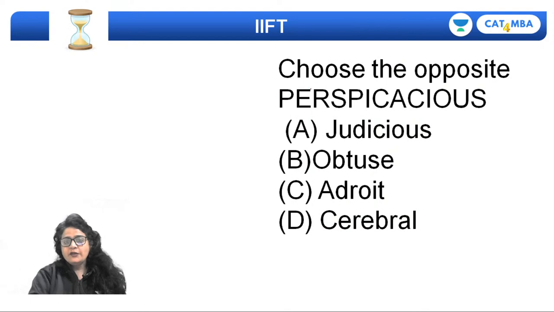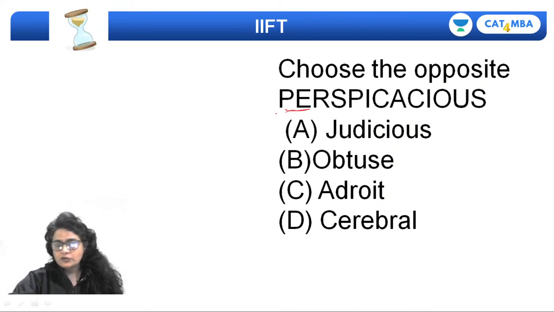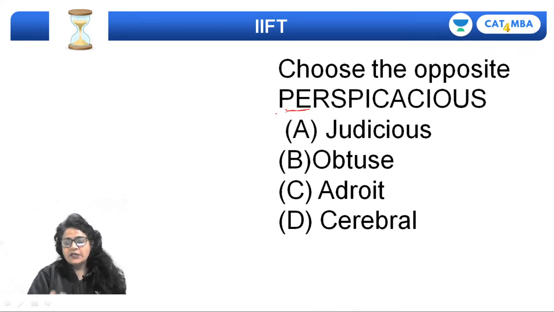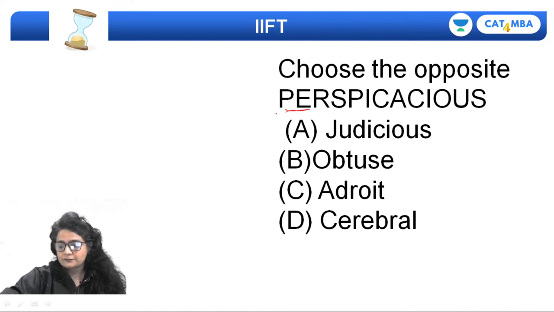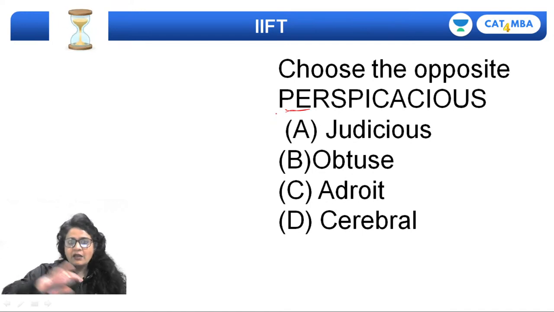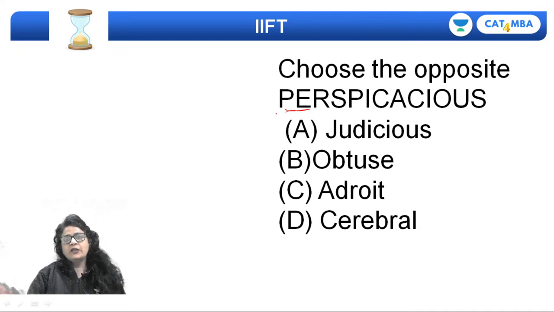Choose the opposite. We did this word, perspicacious. It came just before. See, I have taken the words from two papers. Perspicacious was one of the options in an earlier version. So I would advise you also go through the options, so you will know what the reservoir of words for IIFT is. Any words they use, they are going to pick up words for questions as well as for options.